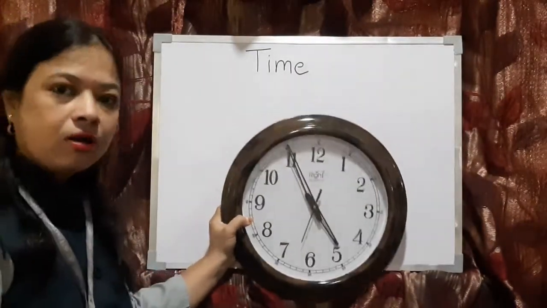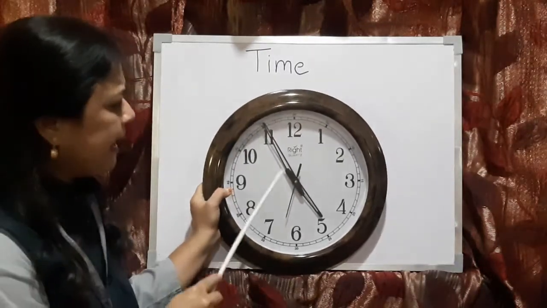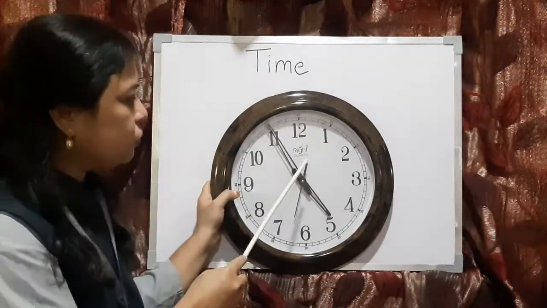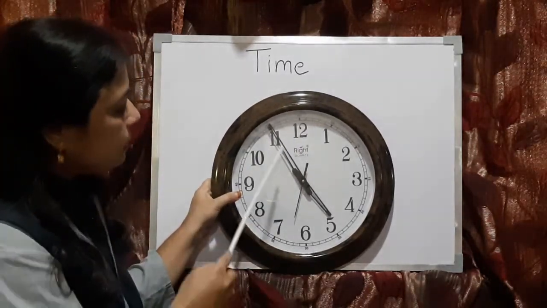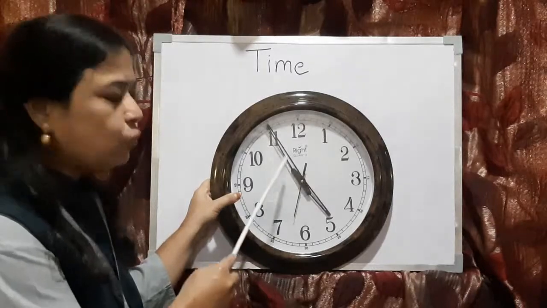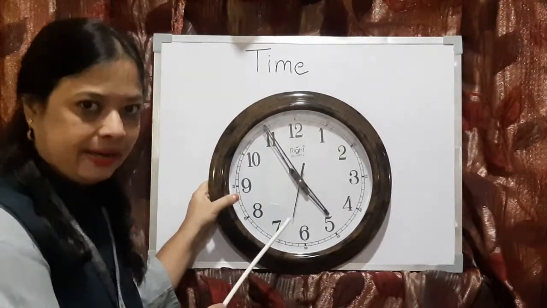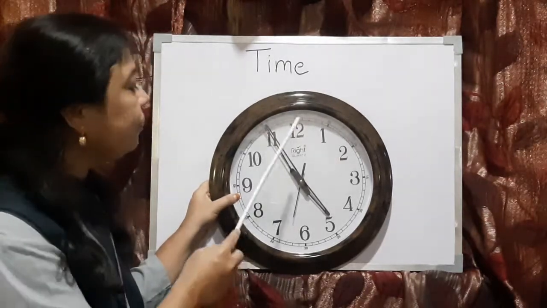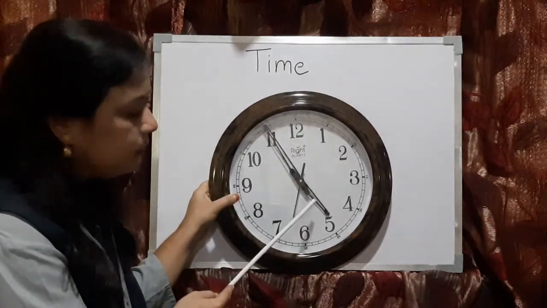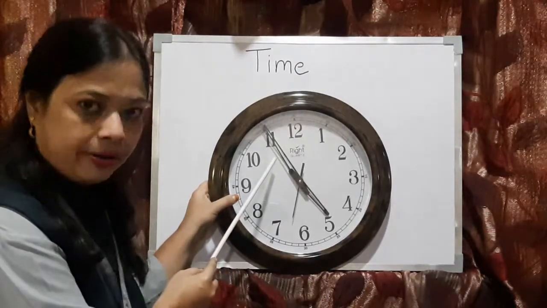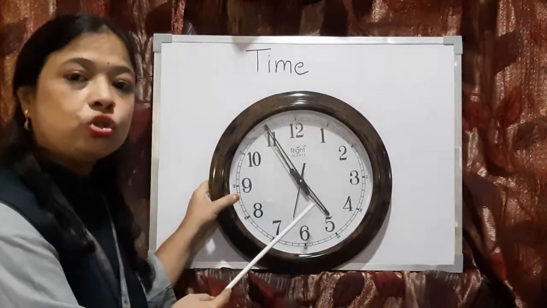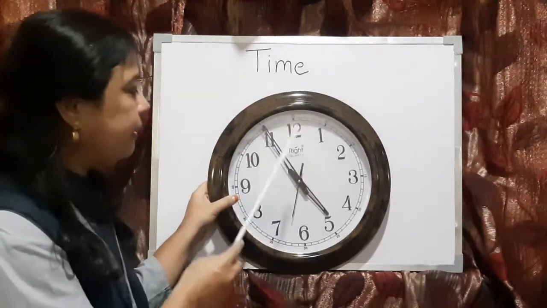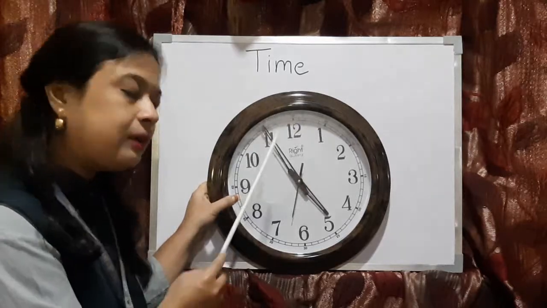Can you see the clock here? As you can see, how many numbers are there on the clock? 12 numbers, okay? And how many hands are there? 2 hands are there, and one is the second hand, that we are not going to do just now. Only 2 hands I am going to explain to you, okay? One is the short hand and another is the long hand. What does the short hand represent? The short hand says the hour and the long hand says the minute.